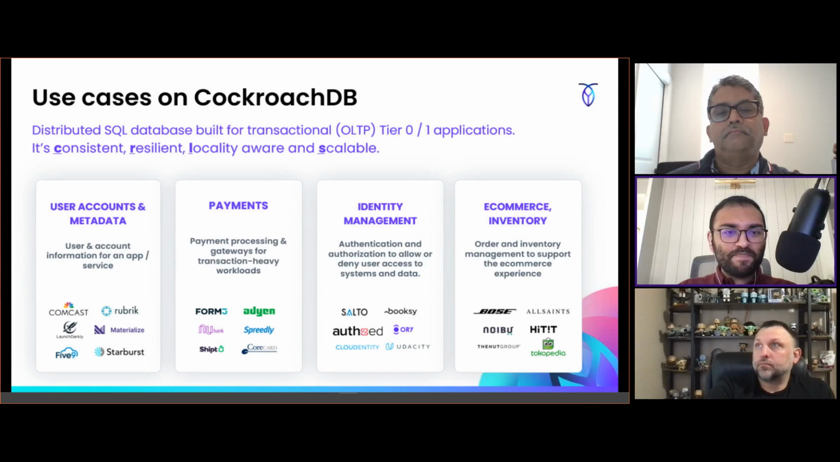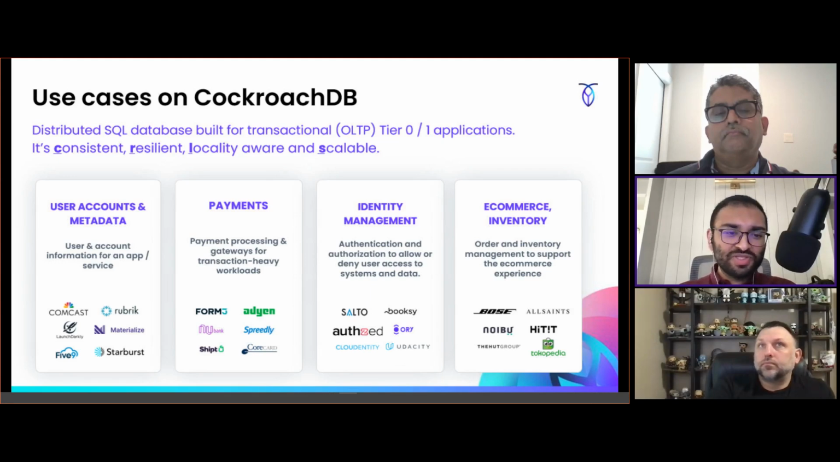So having said that, what are the use cases that CockroachDB really excels in? Because we're an OLTP, a transactional database for tier 0, tier 1 applications, companies really use us for their mission critical applications regarding storing metadata, user account data, payments, payment processing, identity management, e-commerce, inventory management, anything that requires a system of record type requirement where ACID compliance is a must is a use case where CockroachDB naturally excels.